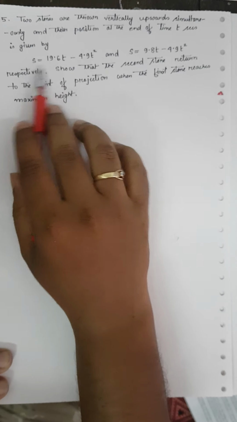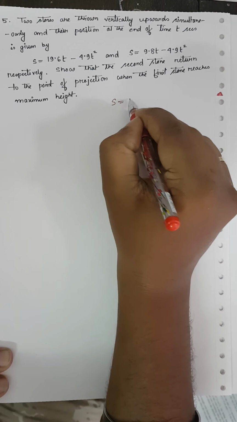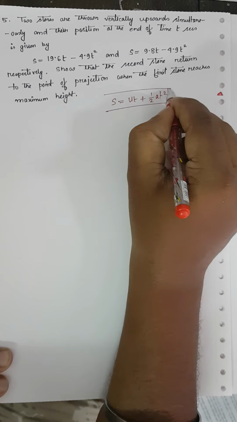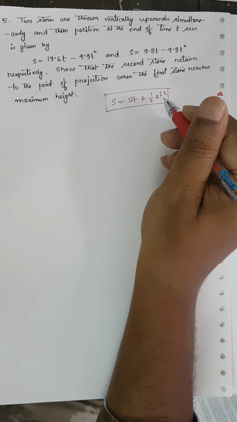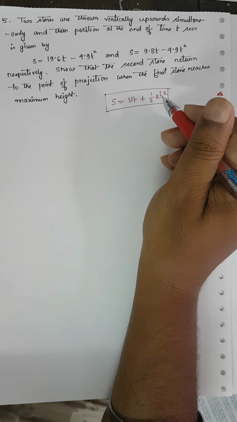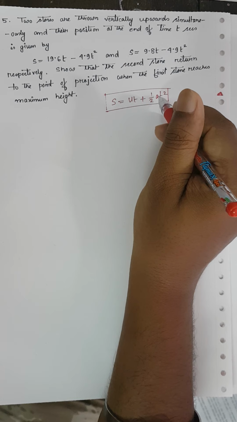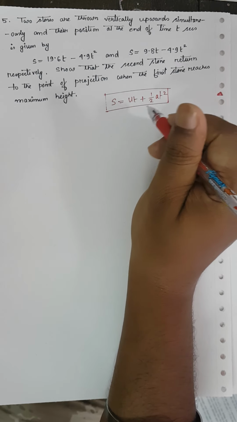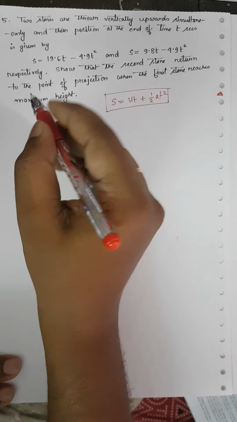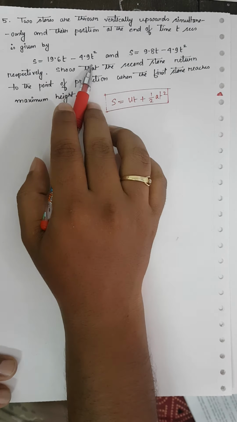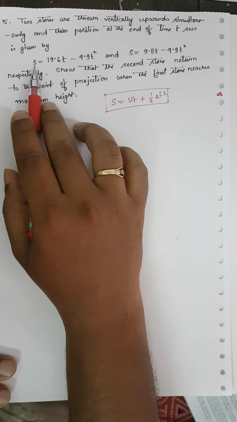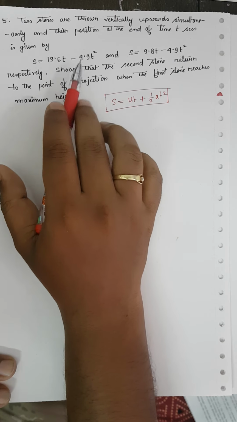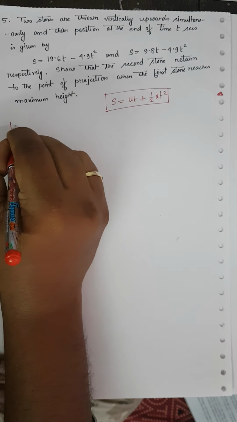Here they have used the formula s equal to ut plus half at square. When you throw the stone vertically upward, g will be negative. So in place of a they have used g. G means 9.8. So for the first stone, its position from the ground at any instant is given by 19.6 t minus 4.9 t square. This is for the first stone.